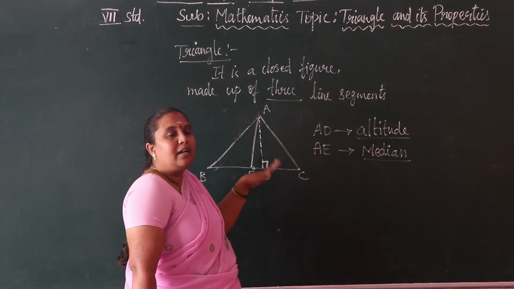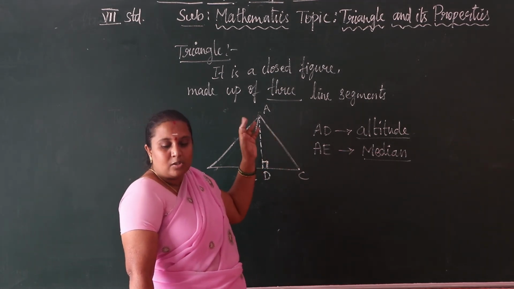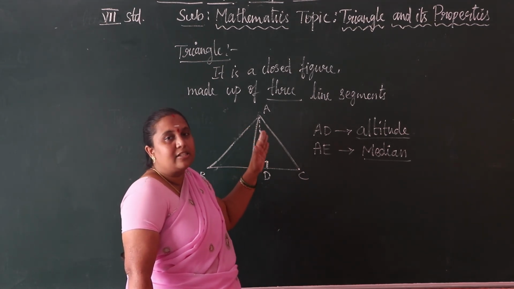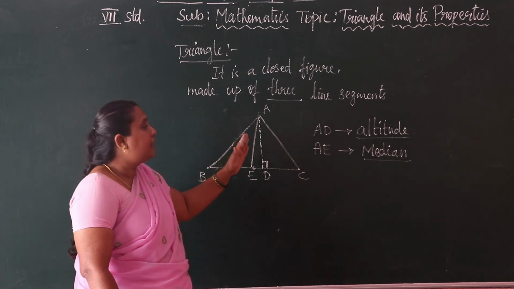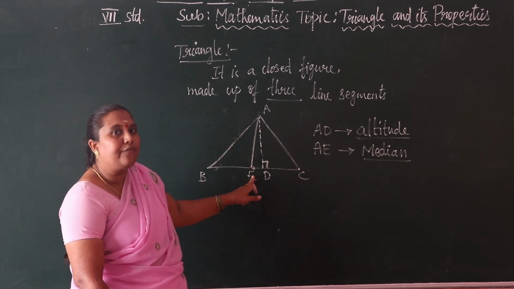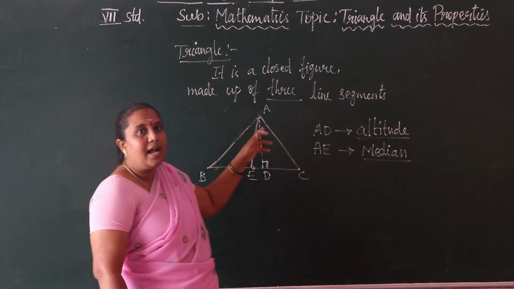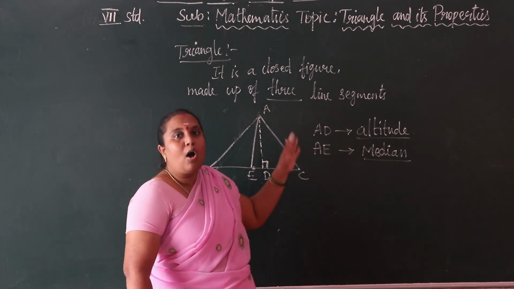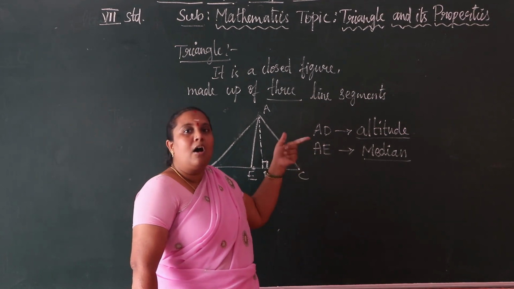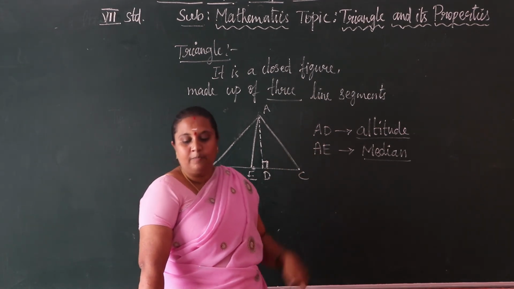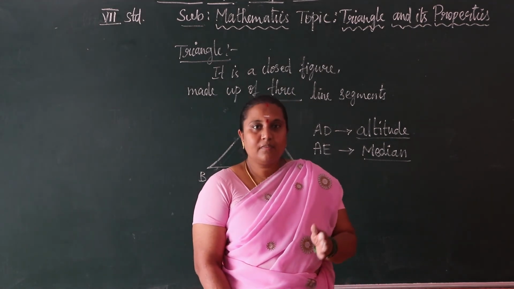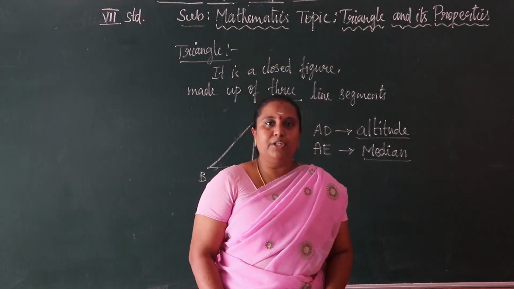So what is a median and what is an altitude? A median is a line segment that connects a vertex of the triangle to the midpoint of the opposite side. An altitude is a line segment from a vertex to the opposite side, perpendicular to the opposite side of the triangle. Understood, children?